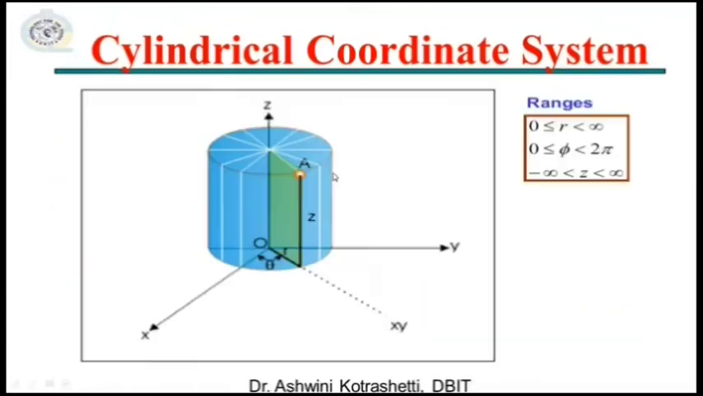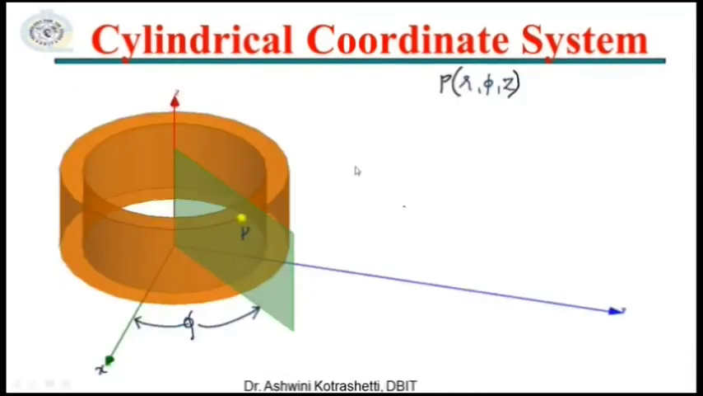Okay. So let me just use my pen. Okay. So I have here an r constant plane. So this becomes my r constant plane. Remember, in Cartesian coordinate system, you had x, y and z constant planes, three constant planes. Here also, you have an r constant plane.